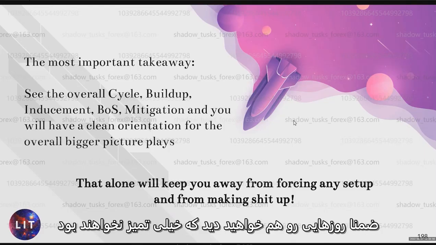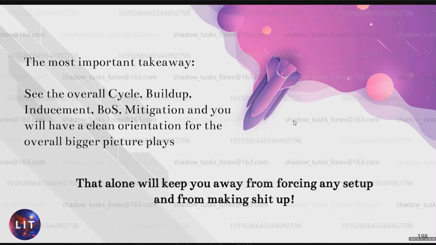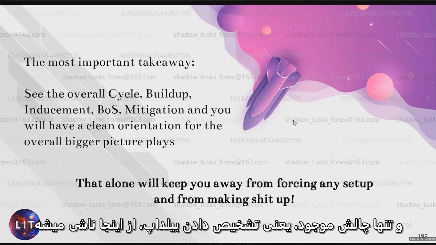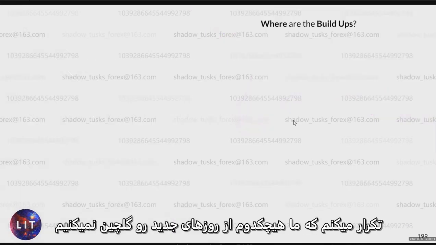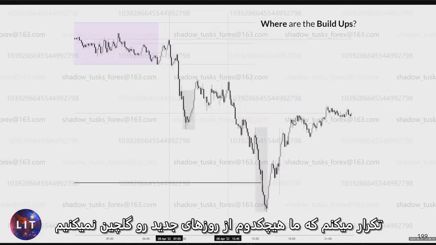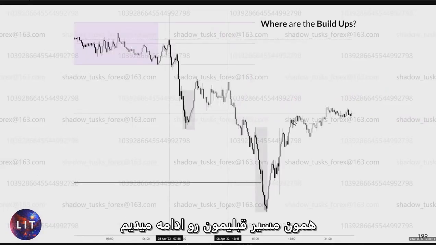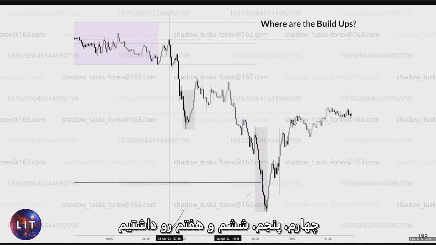And you will see also a few days will not be that clean. That's where the only challenge comes from, identifying the build-up. So let's see another day where we have, again, we don't cherry pick any new day. We keep our streak going. We had the 4th, 5th, 6th, 7th. Now we're taking the 8th.